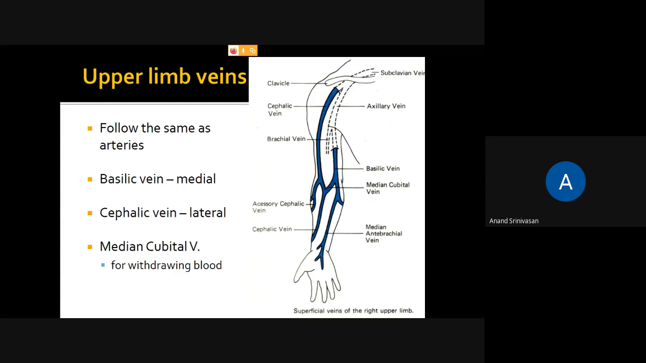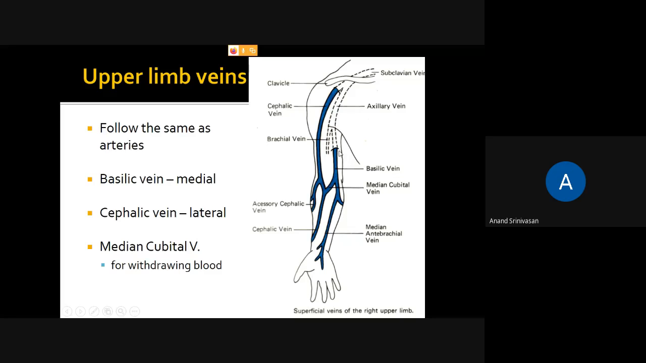Now the upper limb veins. Here also there are the same veins, you know, radial vein, ulnar vein, brachial vein, axillary vein, subclavian vein. All those veins are present. Apart from this, there are two more veins which are present superficially. You know, in the lower limb there is the great saphenous vein and short saphenous vein, right? So similarly, in the upper limb, there are two superficial venous channels.